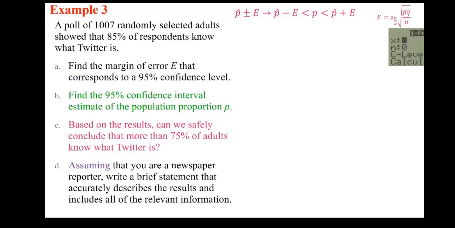In order to get to part B, we need to do part A. And therefore, the very first thing we need to do is recognize it's a binomial distribution, because you either know Twitter or don't. And according to this, N is given, and 85% is P hat. I want to make sure we distinguish between P hat and P. P hat pertains to the sample. Remember, a poll of 1,007, this is a sample.